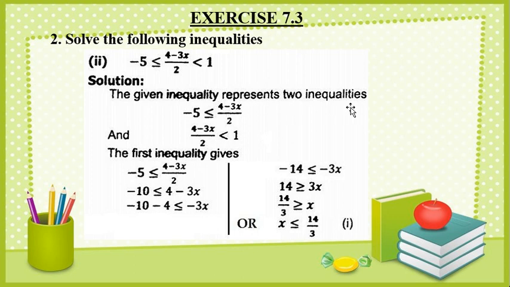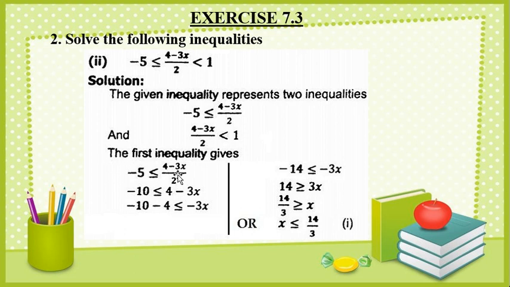The given inequality represents two inequalities. The first one is minus 5 is less or equal to 4 minus 3x upon 2, and the second one is 4 minus 3x upon 2 is less than 1. As I wrote the middle value with the left side value and the right side value, and when I will solve them, after that I will combine them again in a single inequality.